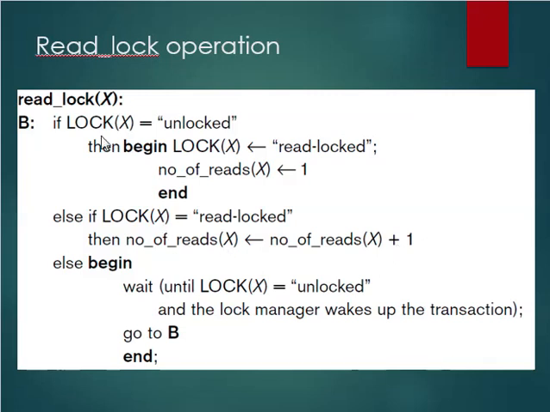Else, that means the current locking variable is not equal to unlocked or read lock, then it indicates that lock of X is equal to write lock. So we only need to do the else condition; else indicates the data item is in a write lock. So the transaction won't get permission. It has to wait until lock of X is equal to unlocked, and then the lock manager wakes up the transaction and it goes back to B. So it will act as a loop. It will keep doing the else operation and wait here.